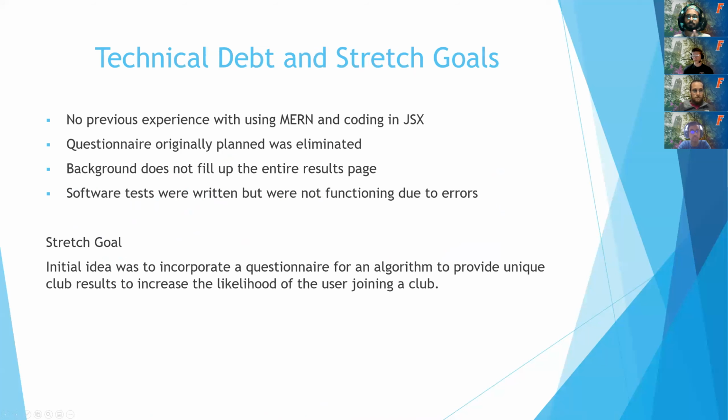Okay, so for technical debt and stretch goals, none of us had any previous experience with using MERN and coding in JSX, so we just kind of learned that along the way with the development process. We originally planned to do a questionnaire and have an algorithm that takes the user's inputs in these questionnaires and gives them a more concise list of clubs, but due to time constraints, we decided not to go that route and just do category selection.